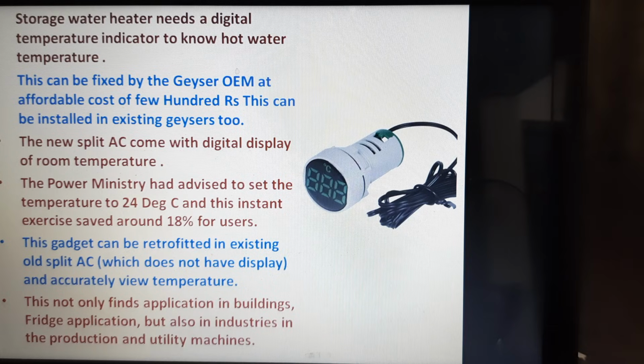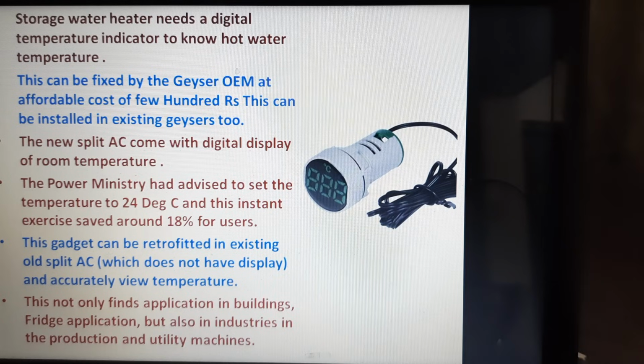The old split ACs did not have any digital indication of the temperature set and the temperature achieved in the given room or premises. So this can be retrofitted on existing decade-old split air conditioners that are still running. The Power Ministry has always advised us to keep the temperature setting at 24 degrees, and this simple exercise saves almost 18% energy for AC users.